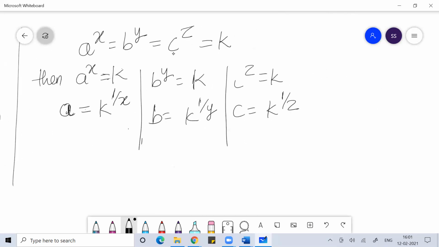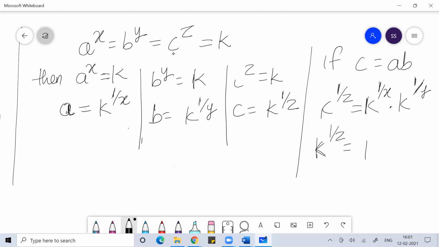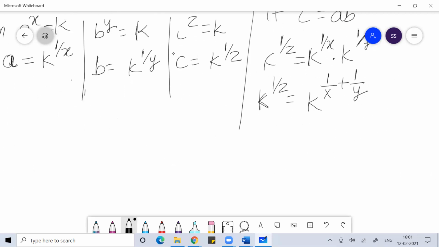Okay, everyone. Then if c is equal to a into b, in place of c I can write k to the power 1 by z, in place of a I can write k to the power 1 by x, in place of b I write k to the power 1 by y. So k to the power 1 by z is equal to k to the power 1 by x plus 1 by y. So I can write 1 by z is equal to 1 by x plus 1 by y. This is what I was telling you.